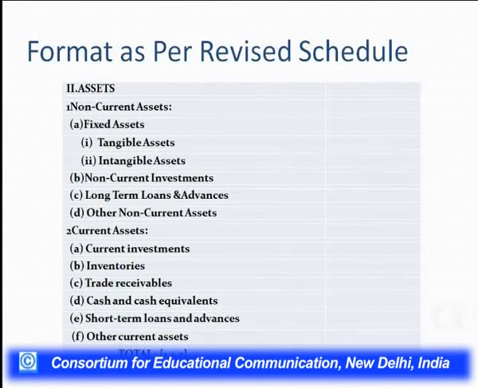Then we have long-term loans and advances. If we have extended some loan or some advance to someone, either advances are given to employees or loans are given to somebody, that is our non-current assets. If it is for the long term, for more than 1 year, that would fall under this head.